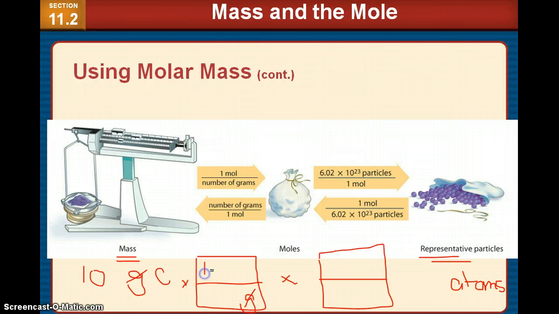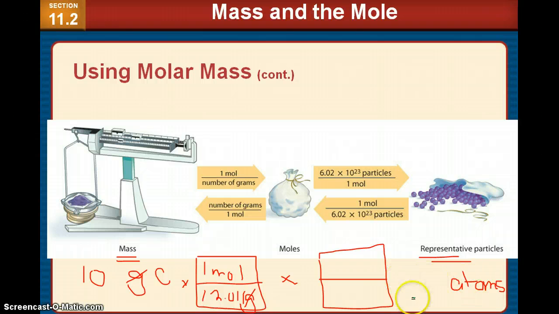And I can have 1 mole here. Well, I need to look up the molar mass, the number of grams per mole of carbon. So if I flip to my periodic table and I look up carbon, I can find that the molar mass of carbon is 12.011 grams per mole. Then I want to go to atoms.